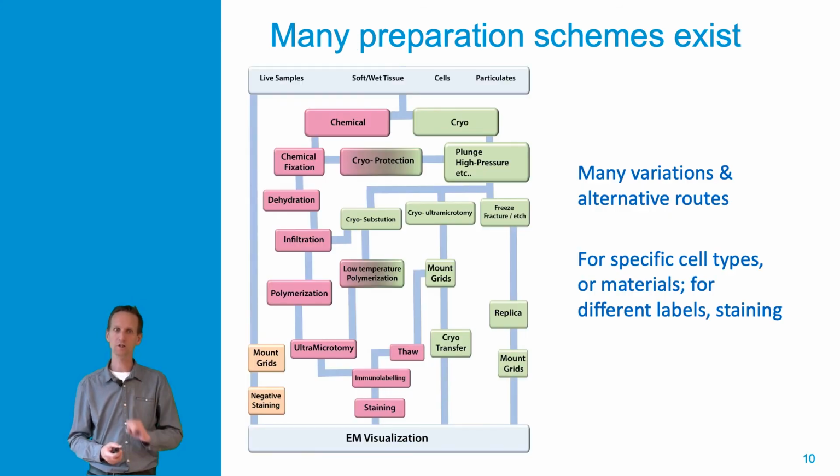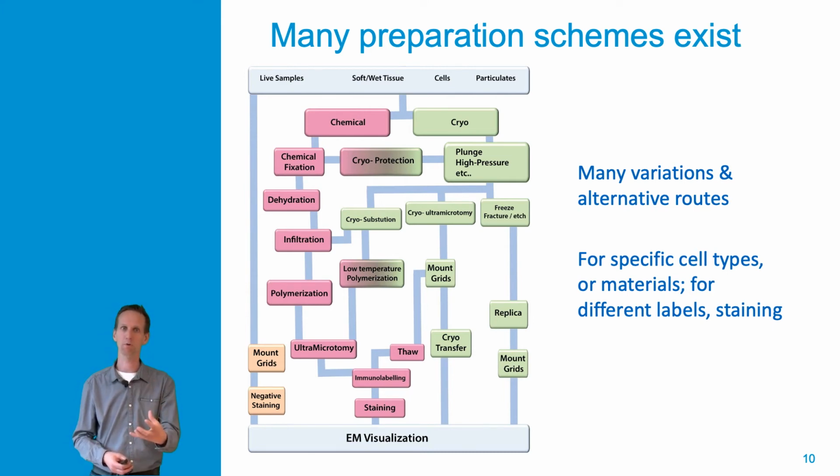Now we have seen all these different steps, and all these different steps can be conducted in many different ways. I already expressed at the beginning of this video that the sample preparation for electron microscopy is a science in itself. You see here a very broad depiction of different electron microscopy steps and how they can be connected in a full preparation scheme. But the actual schemes can be much more complicated and much more versatile than depicted here. There are many variations, many alternative routes.